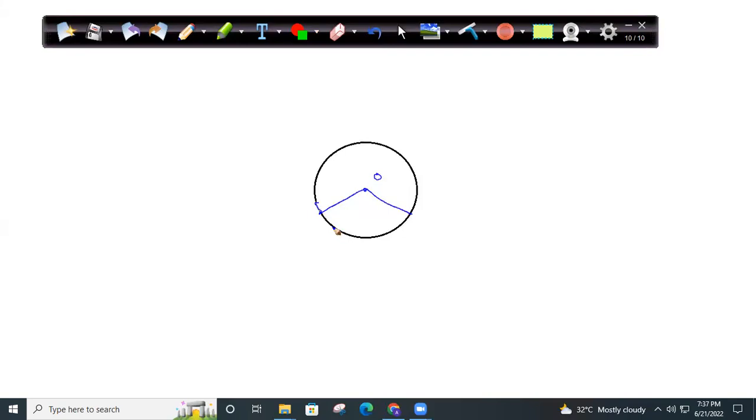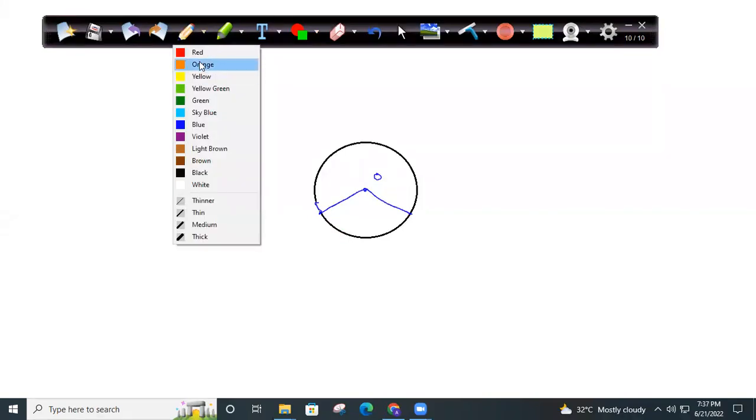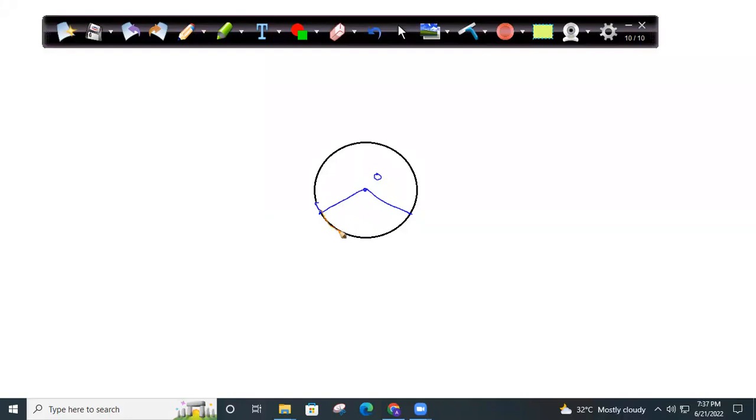What is this part called? Everyone is aware. This part is called the arc. So if this angle is theta, the length of the arc is theta by 360 into 2 pi r. That is what we learned in the last few minutes on the whiteboard.